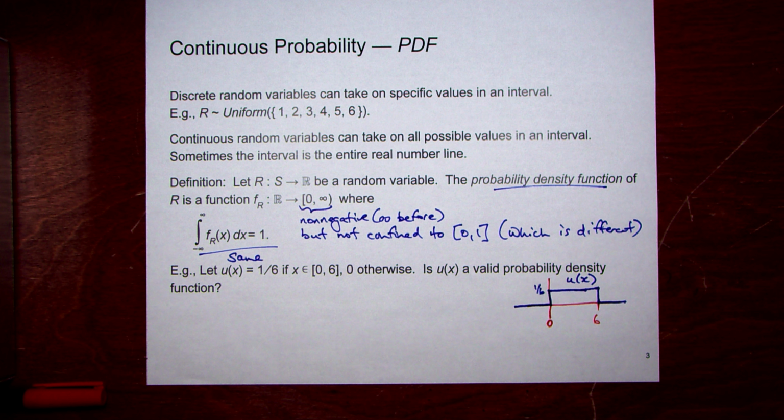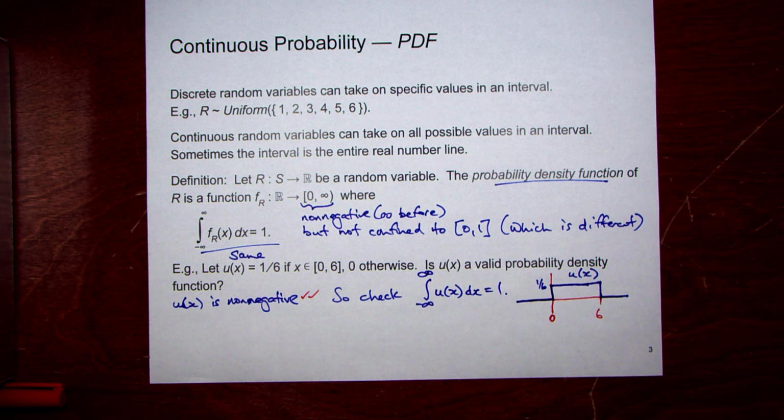So the question is, is u of x a valid probability density function? What this question is asking us to do is just verify that these conditions are met. Certainly this condition is met. It's non-negative, right? Everything is either 1/6 or 0, so that's fine. So the only thing that we need to check is that the integral from minus infinity to infinity totals 1. So u of x is non-negative. We're going to check the integral is equal to 1.